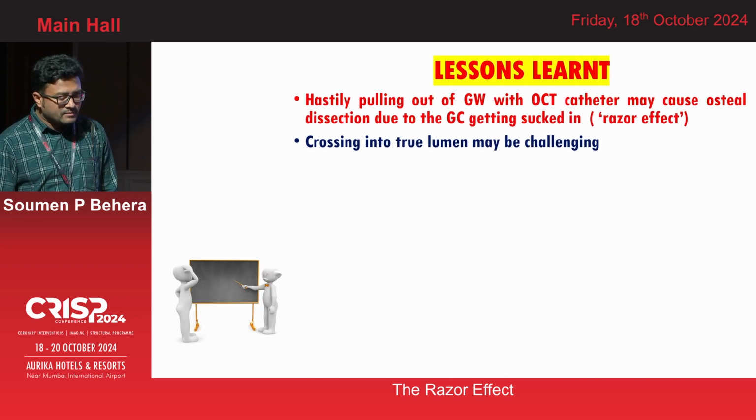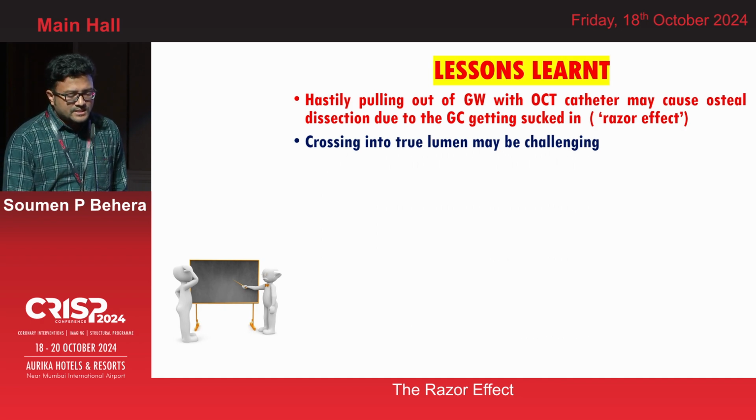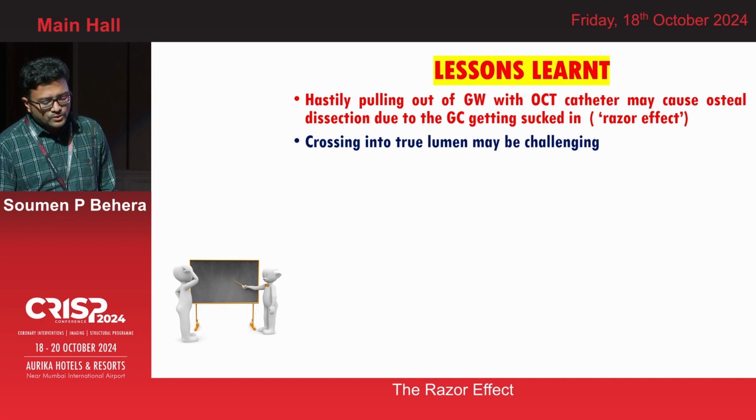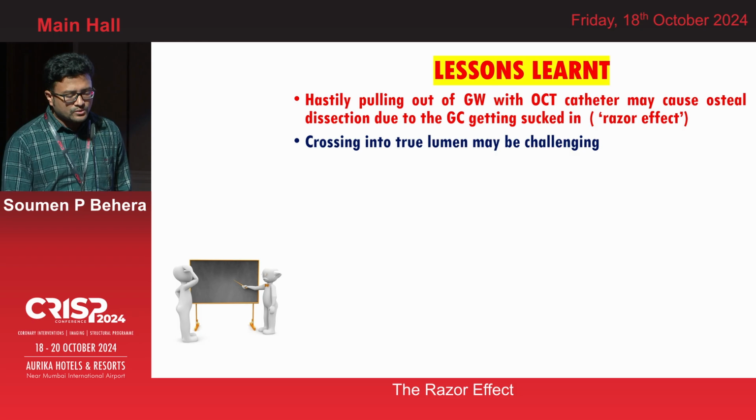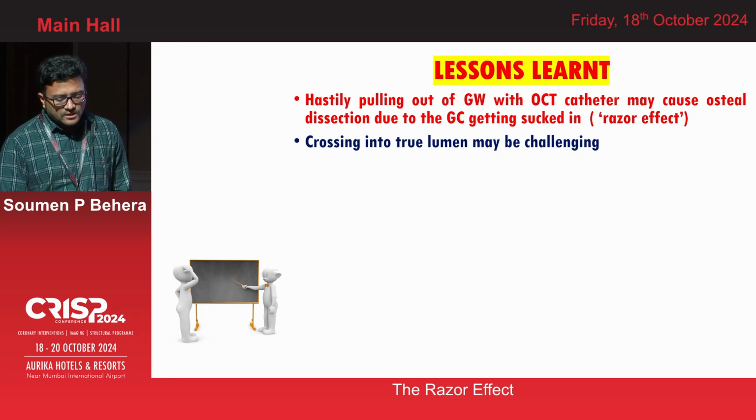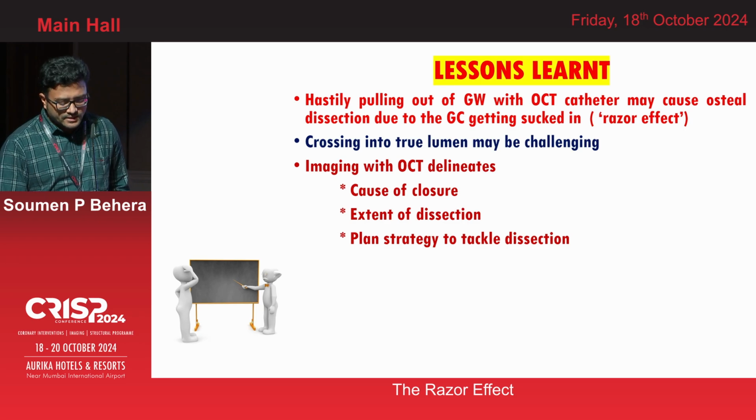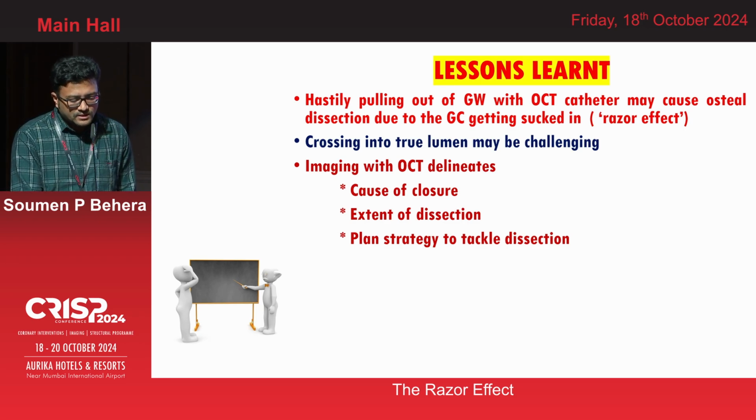Now lessons learned from our case. Hastily pulling out the guide wire with the OCT catheter may cause ostial dissection due to the guiding catheter being sucked in, which is known as the razor effect. Crossing into the true lumen may be challenging, but in our case, we were fortunate enough that we could cross into the lesion.